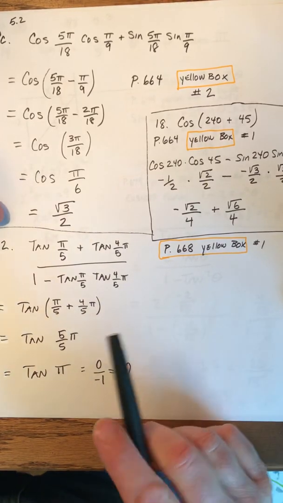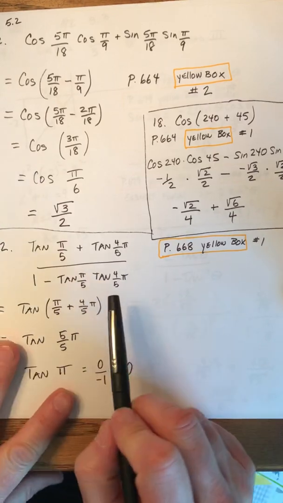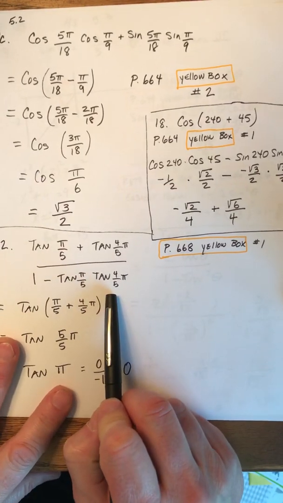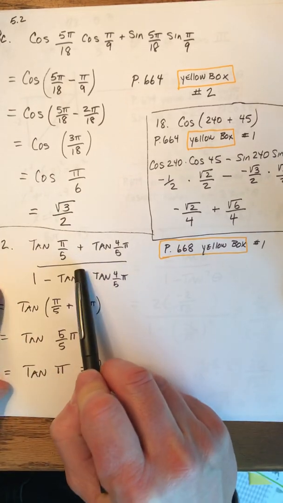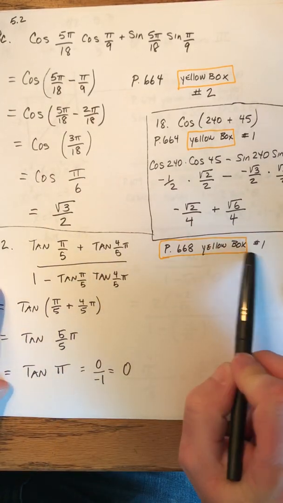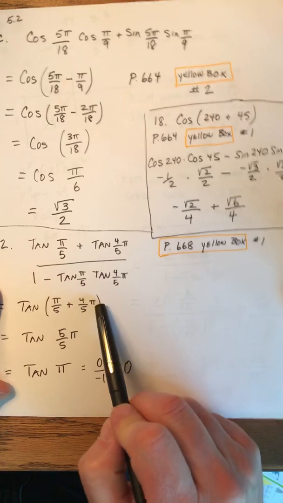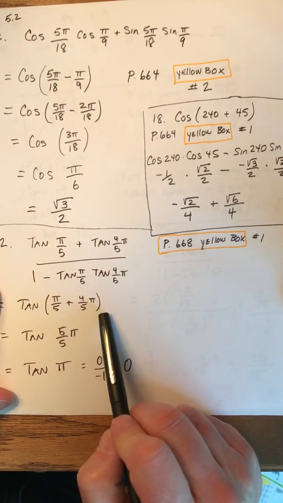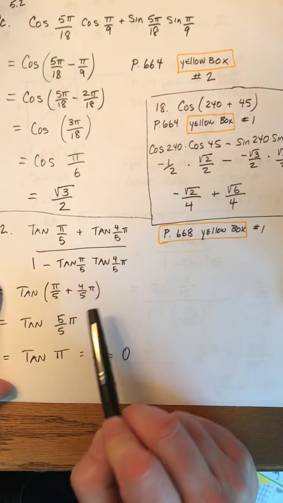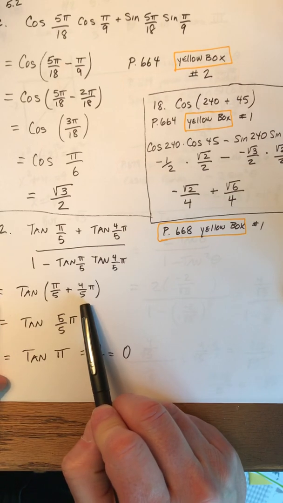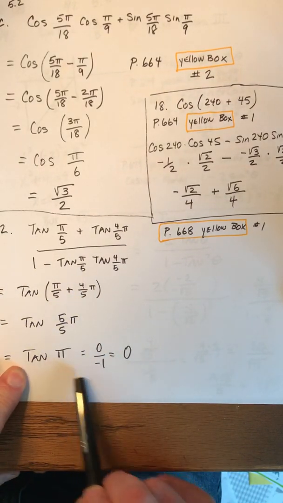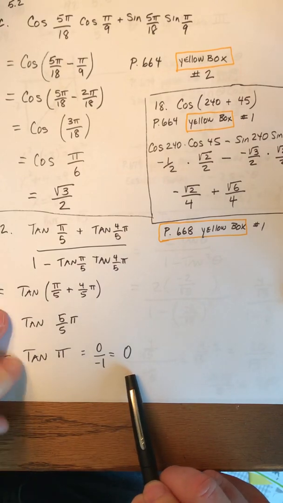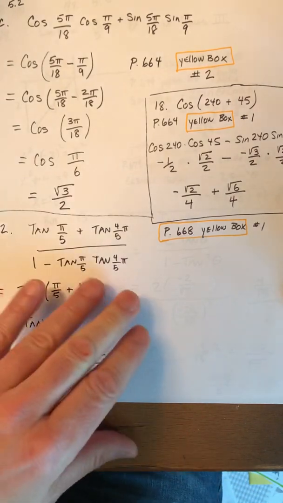If you look at number 32, which is similar, it's a bigger, uglier formula. Look on page 668, and you can match that formula up with the first one that's there, and this reduces down to that. If you add these together, they already have a common denominator. It comes out to be pi, and the tangent of pi is 0 over -1, which is just 0.